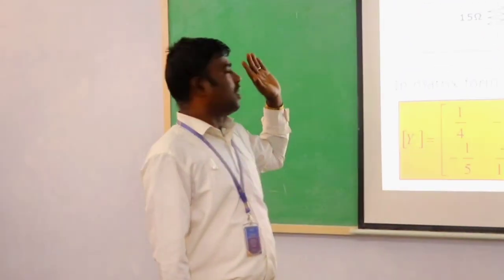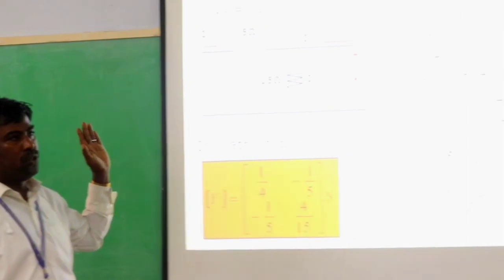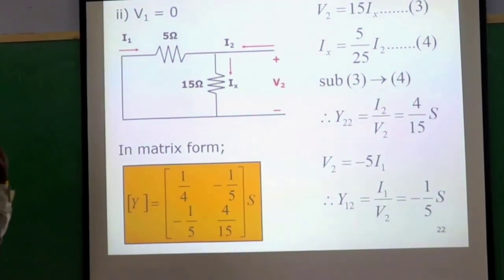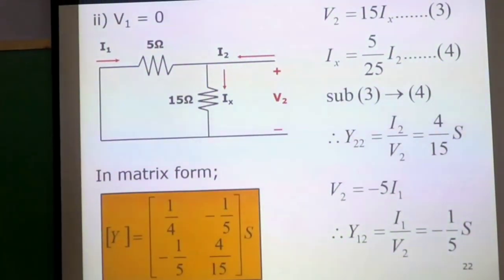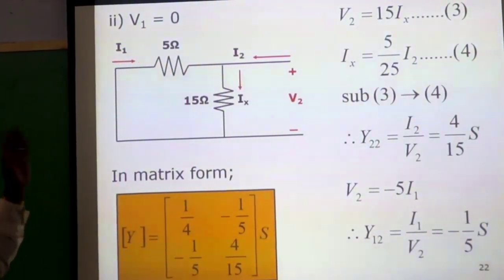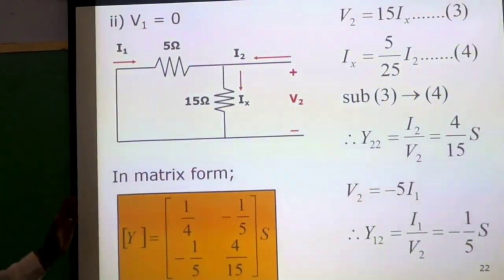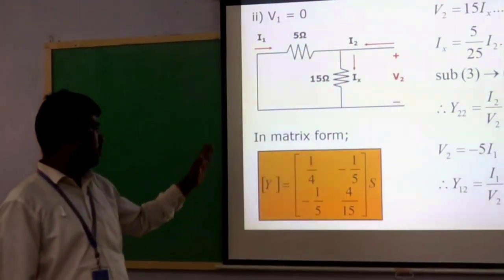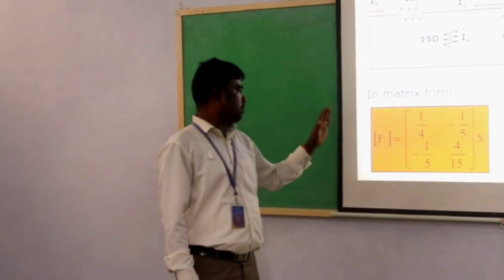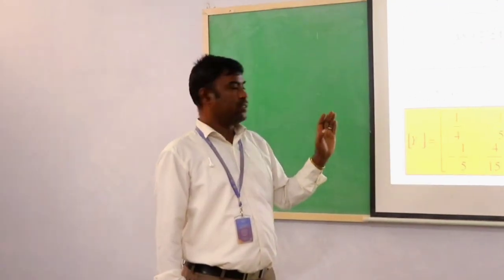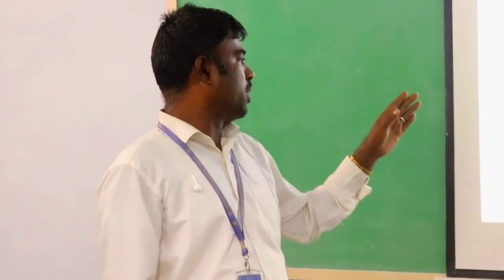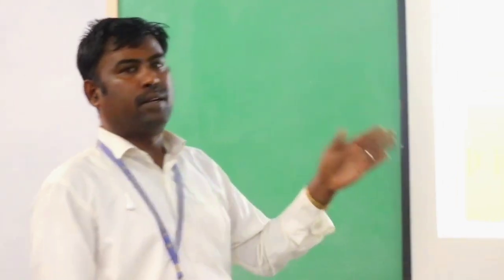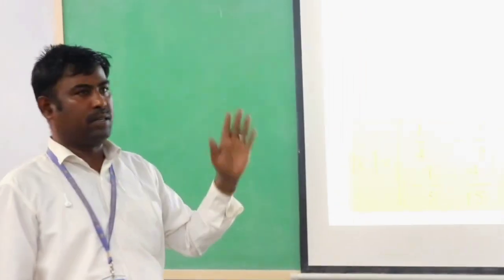Similarly, substitute the value V1 equal to 0. V1 equal to 0 means port 1 is short circuited. So find the equivalent resistance and substitute the values in equations 3 and 4. We will get Y22 and Y12. After that, we will find the final values. The Y parameter matrix equals 1 by 4, minus 1 by 5, minus 1 by 5 and 4 by 15. So Y12 and Y21 are both minus 1 by 5. Both are equal, so the forward transadmittance and reverse transadmittance are equal.